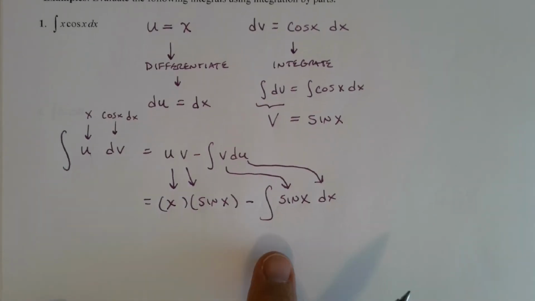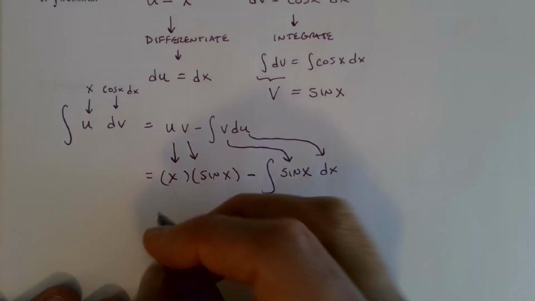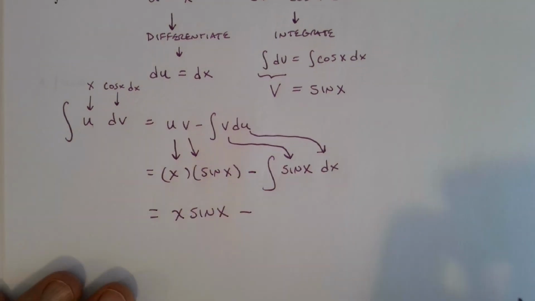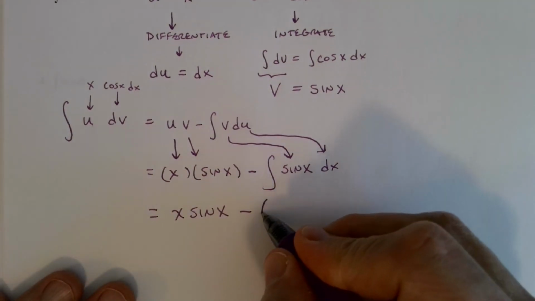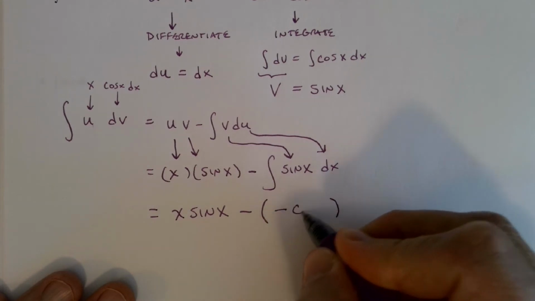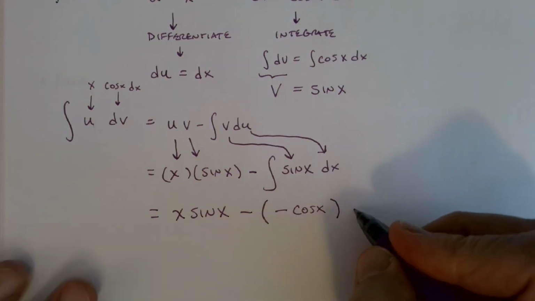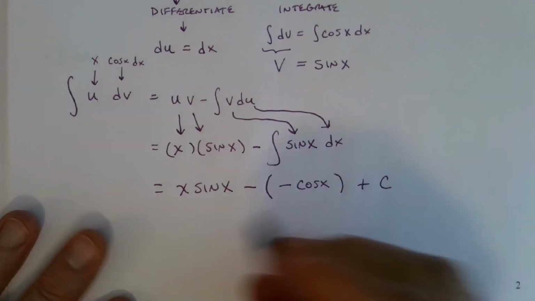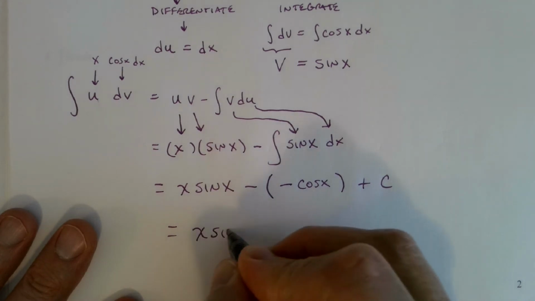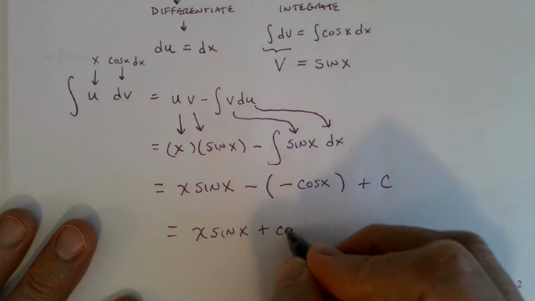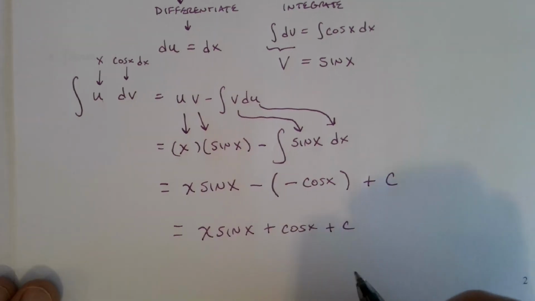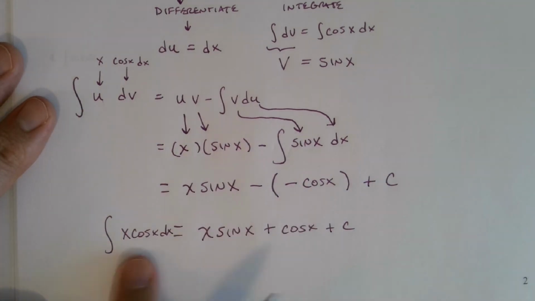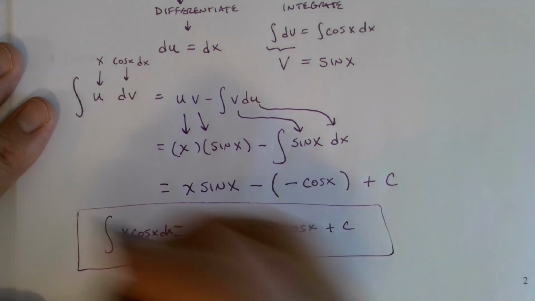And now, what do we have? The integral of sine of x. Can we do that? What's the antiderivative of sine of x? Is it negative or positive cosine of x? It's negative cosine of x, so you got to be careful, right? And now, after I've evaluated all my integrals on this side, I can go ahead and do my plus c now. So clean it up. The answer is x sine of x plus cosine of x plus c. That's the integral, again, of x times cosine of x. All right, there's our answer.